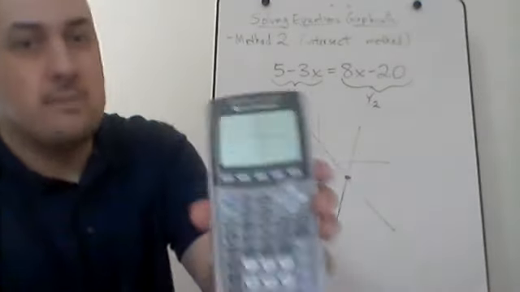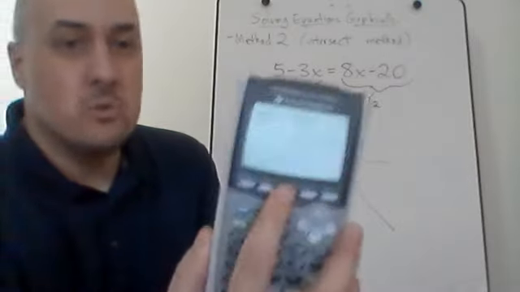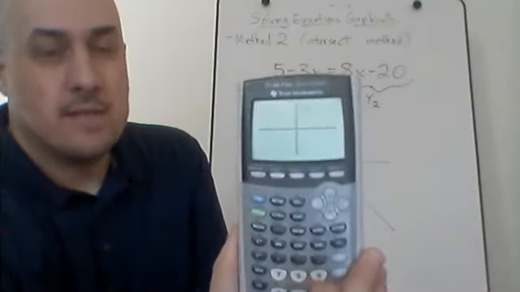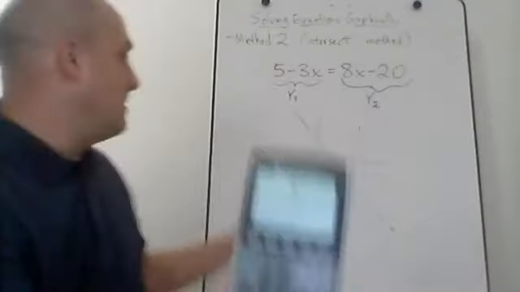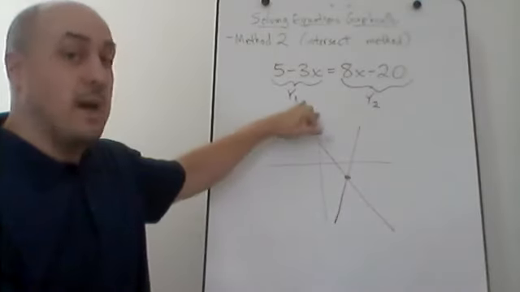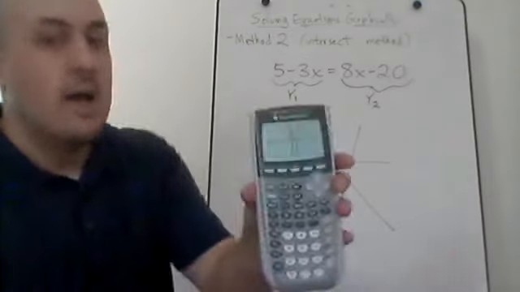By the way, the screen I'm using here is the standard window, which you get if you hit the zoom button and then number 6. That's the standard window, where the X values go from -10 to +10 and the Y values go from -10 to +10 as well. That's what we call the standard window on these calculators. So I have my graph there.